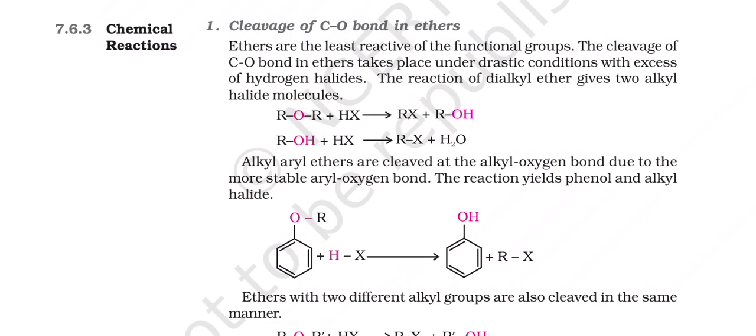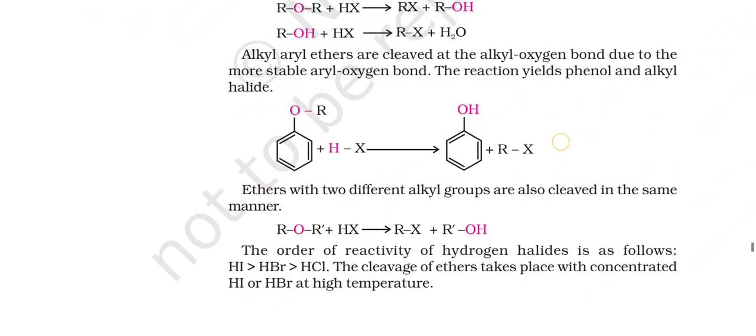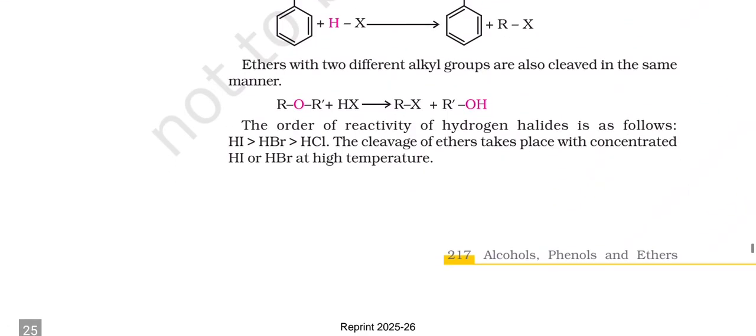Chemical reactions. Cleavage of C-O bond in ethers. Ethers are the least reactive of the functional groups. The cleavage of the C-O bond in ethers takes place under drastic conditions with excess of hydrogen halide. The reaction of dialkyl ethers gives two alkyl halide molecules. Alkyl aryl ethers are cleaved at the alkyl-oxygen bond due to the more stable aryl-oxygen bond. Thus the reaction yields phenol and alkyl halide.